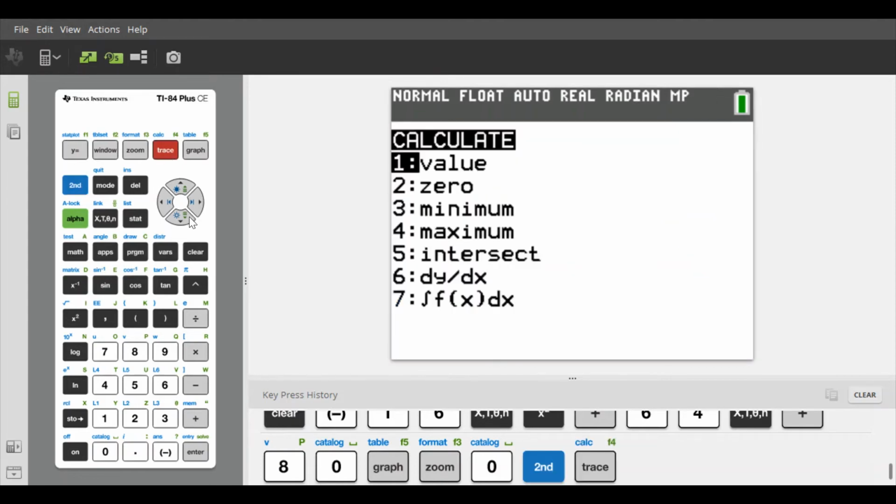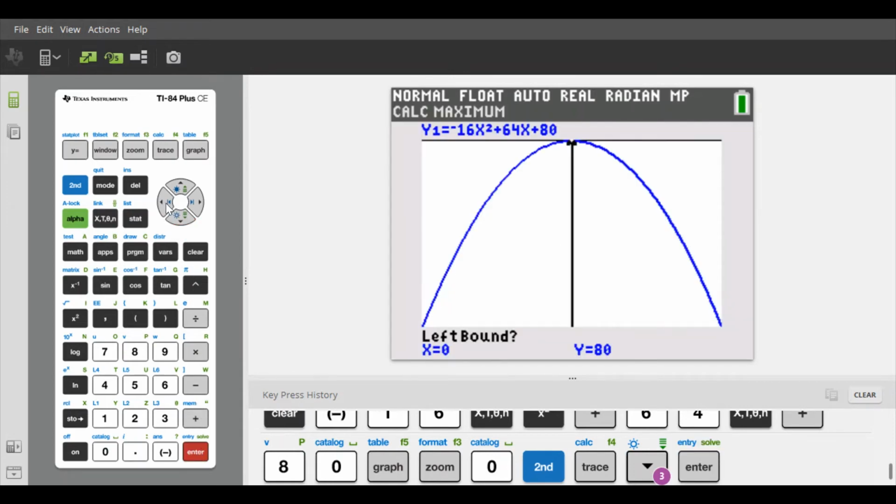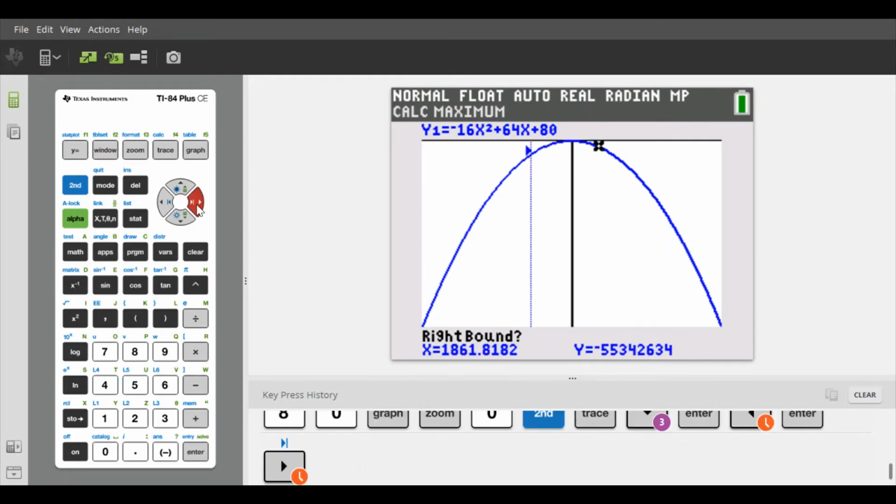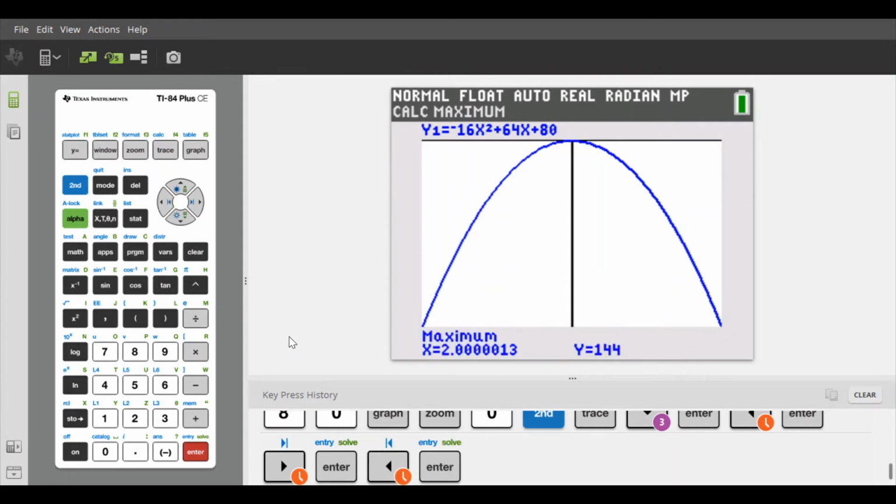So if I go second calc max, I can go left bound here, right bound here, and I can go and guess where that maximum's at. It tells me the max is at x equals 2, y equals 144. So x is 2, y is 144.